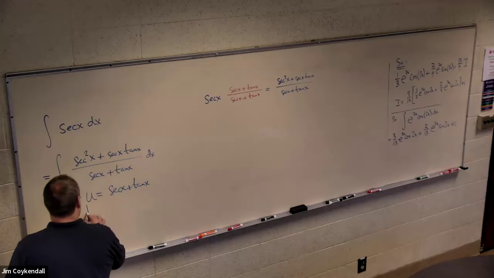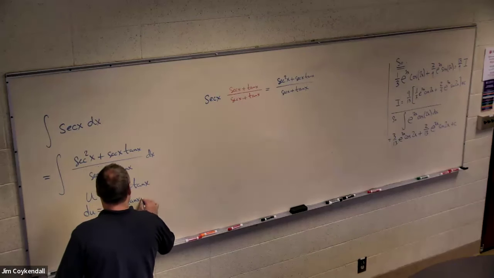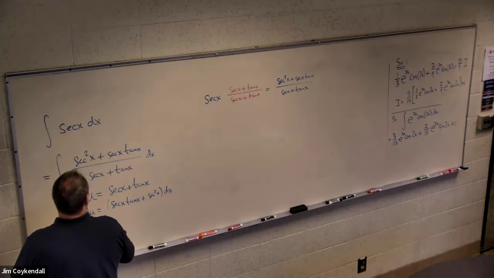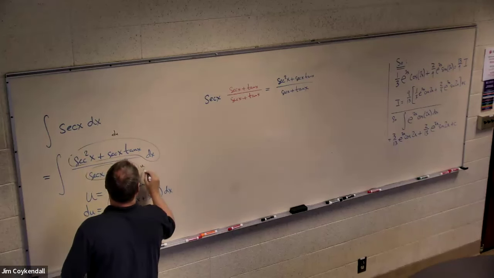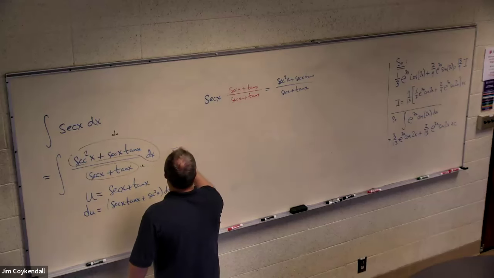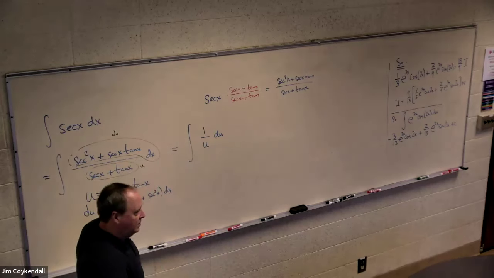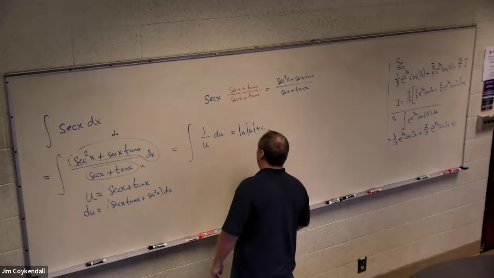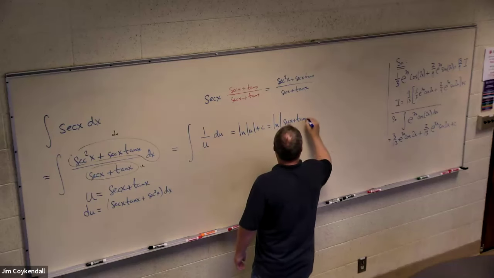So again, this is set up to make the du work: du is secant x tangent x plus secant squared x dx. So this top part here. So this integral, which was terrible, is basically the integral of 1/u du, which is the natural log of the absolute value of u, which is the natural log of the absolute value of secant x plus tangent x.